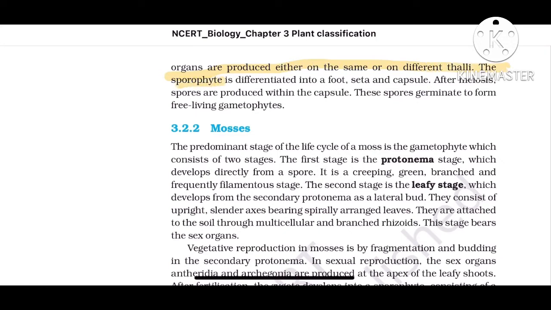The sporophyte is differentiated into foot, seta, and capsule. After meiosis, spores are produced within the capsule. The spores germinate to form free-living gametophytes.